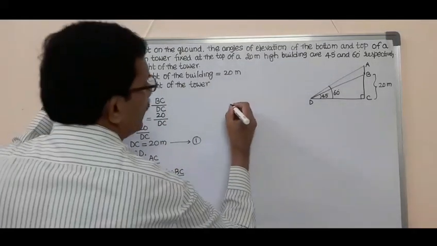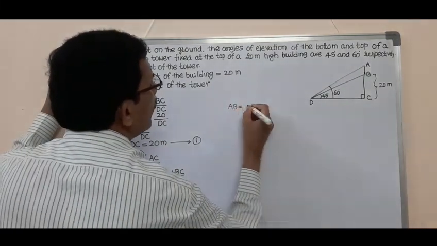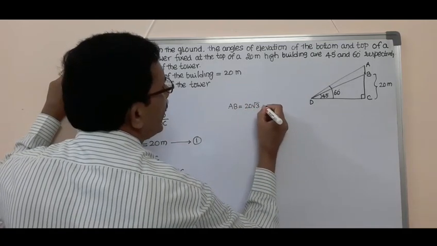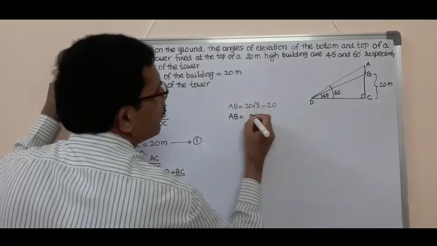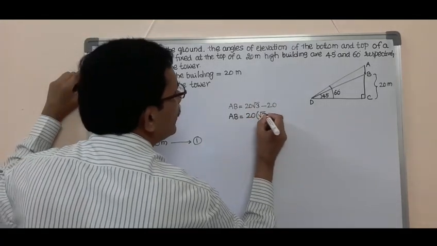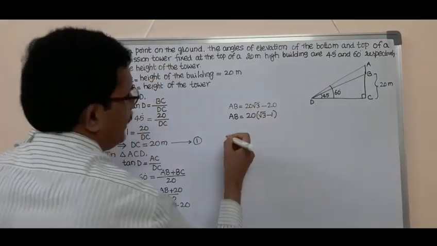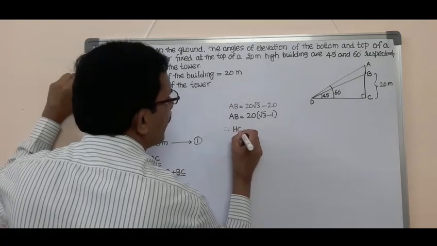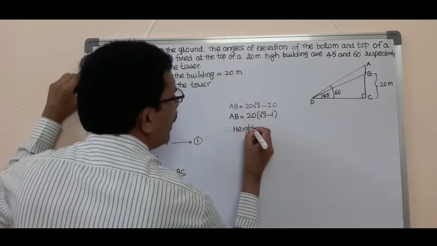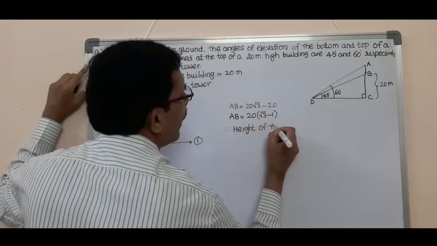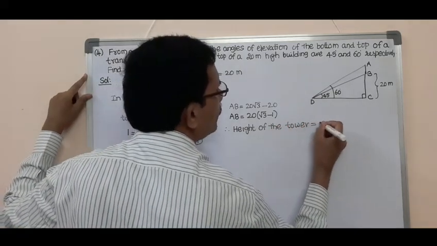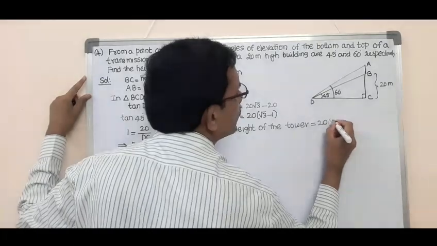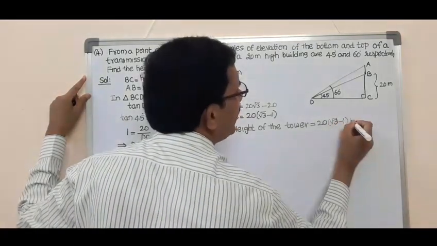Now AB is equal to 20 root 3 minus 20. AB is equal to, we can take 20 common, so 20 of root 3 minus 1. Therefore, height of the tower is equal to 20 of root 3 minus 1 meters.